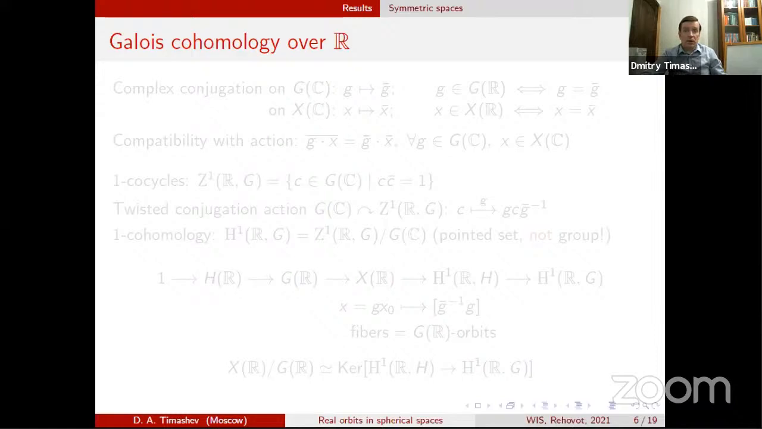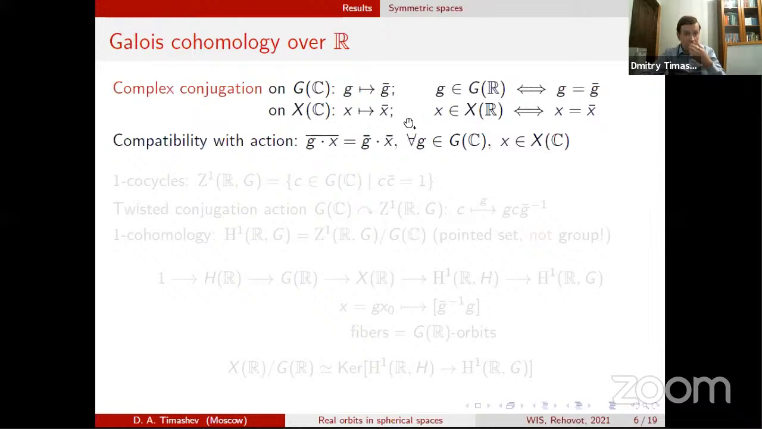Since I consider only real numbers as the field of definition, let me briefly explain what Galois cohomology over real numbers is, because it is indeed very easy. So we have a complex conjugation map on complex points of G and X, which I denote by bar. And the main feature of this complex conjugation is that a point is real if and only if it is complex conjugate to itself.